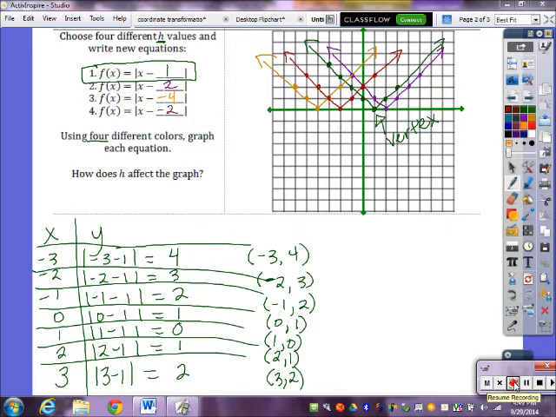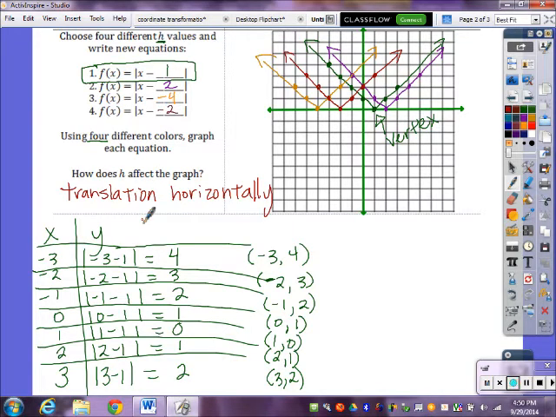So once I have everything graphed, I can see clearly that my V's are shifting left to right. So when it says, how does h affect the graph? Well, if it's sliding, that's still translation. And instead of up and down, it's translating left and right. So that would be a translation horizontally. So if I add or subtract something outside of the absolute value bars, it moves it up and down. If it's inside, it's moving it left and right.